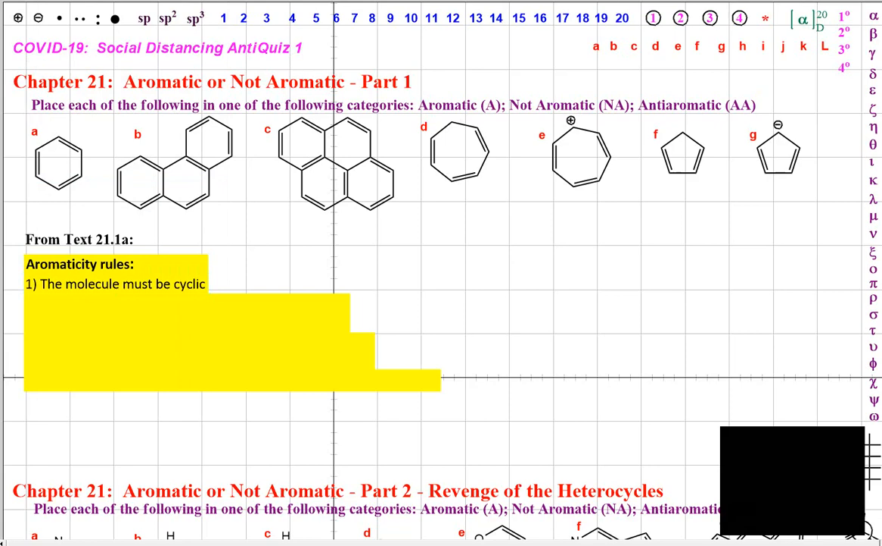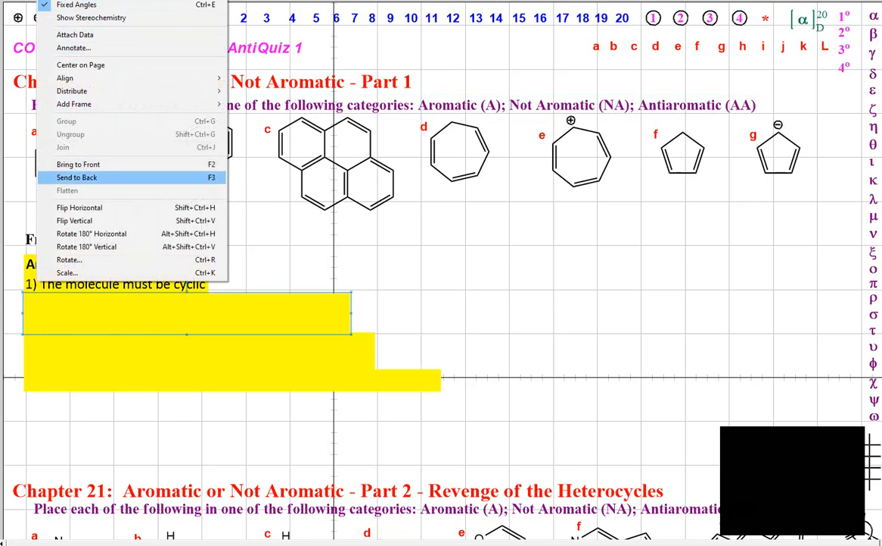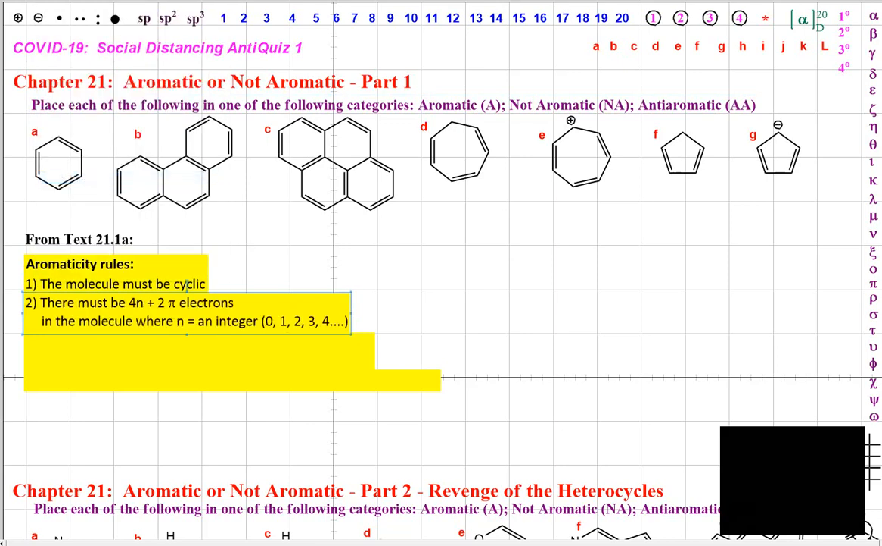First, it must be a cyclic molecule. Second, there must be 4n plus 2 pi electrons in the molecule, where n equals an integer. If you can satisfy the equation 4n plus 2 equals the number of pi electrons, then that criteria has been met.